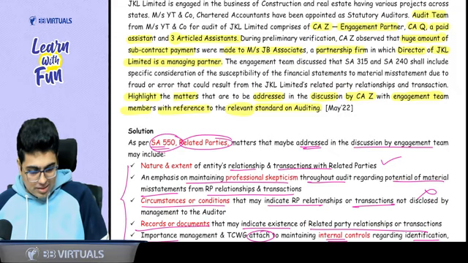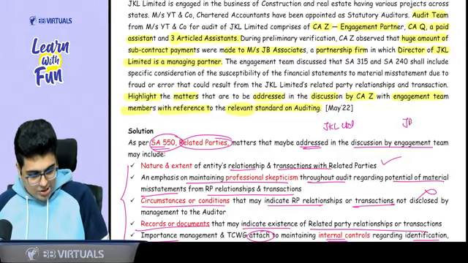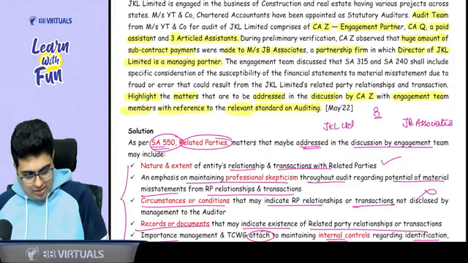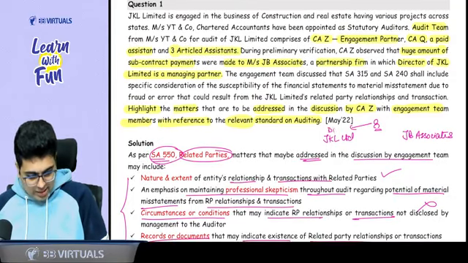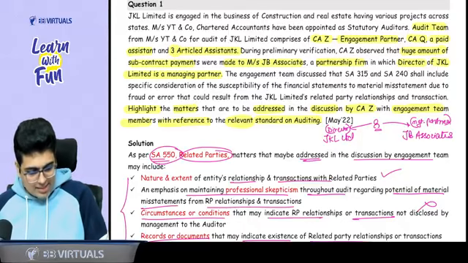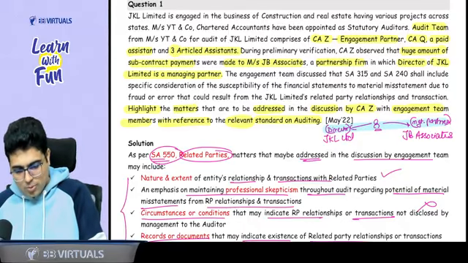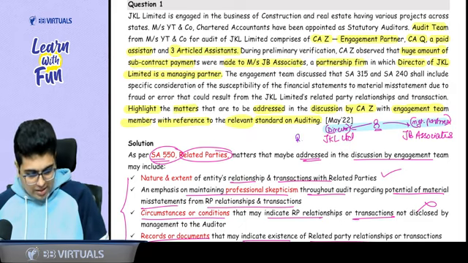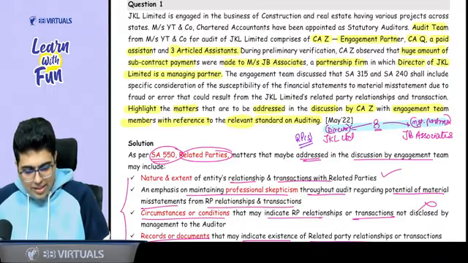2 entities are there: JKL Limited and JB Associates. There is one person who is a director in JKL Limited, and the same person is managing partner in JB Associates. Can I say there is a common control? Yes. So when there is a common control, these two are related parties. These two are related parties.